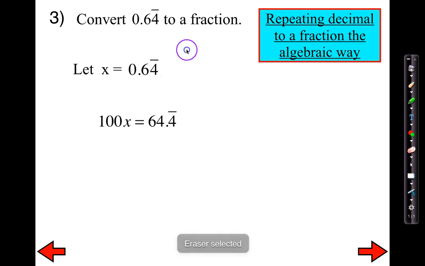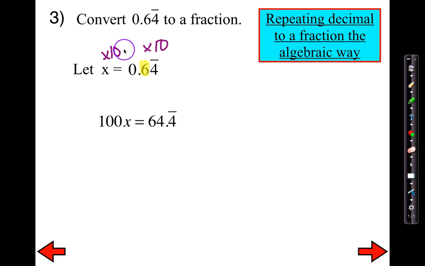Now once you figured out which digit is repeating, what you're going to want to do is then figure out what's the furthest digit that is not repeating. So in this case, it's going to be the tenths. So I'm going to go ahead and multiply both sides by 10 now. So x times 10 is 10x, and here it's going to move my decimal over once to 6.4, repeating on the 4. So now once we have that, what we can do is use elimination.